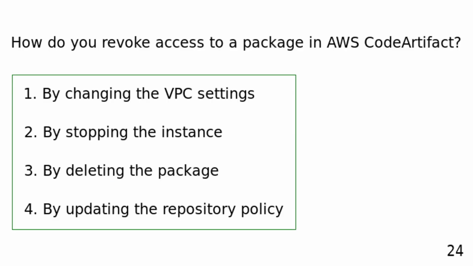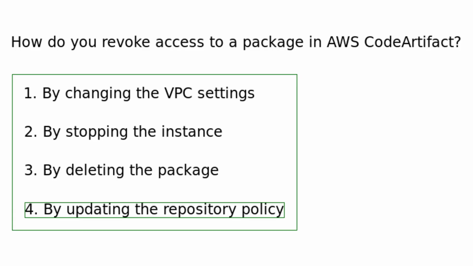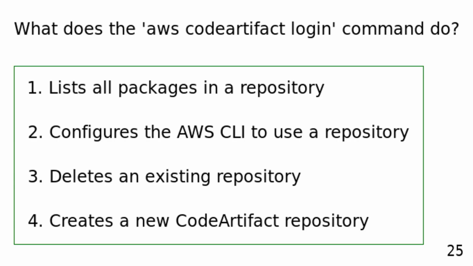How do you revoke access to a package in AWS CodeArtifact? By changing the VPC settings. By stopping the instance. By deleting the package. By updating the repository policy. You can revoke access to a package in AWS CodeArtifact by updating the repository policy to remove permissions for specific users or roles.